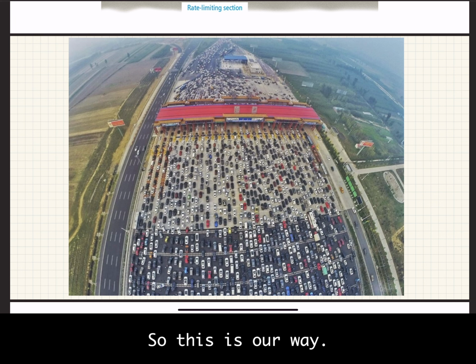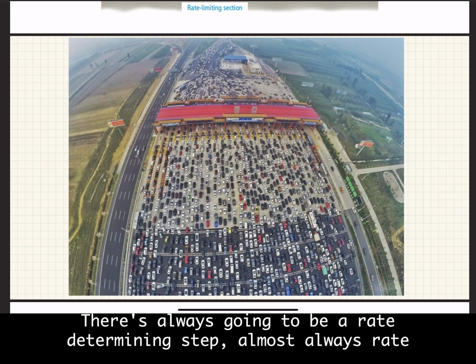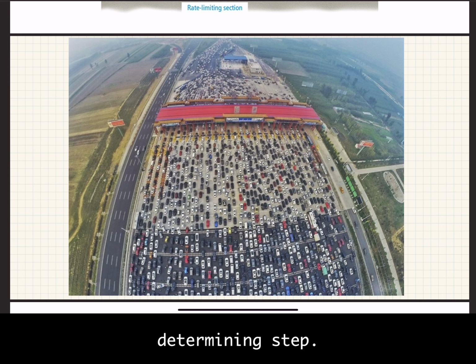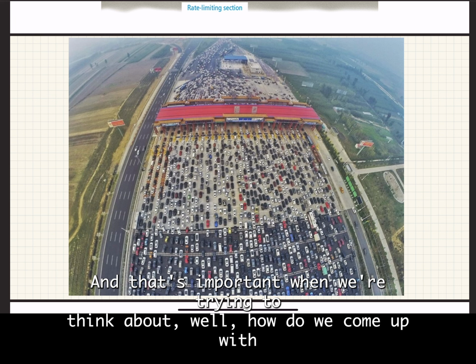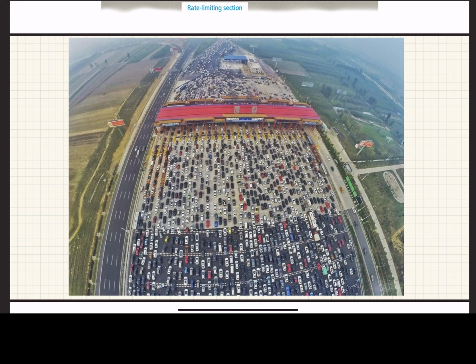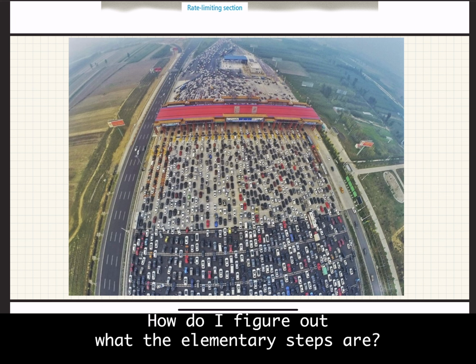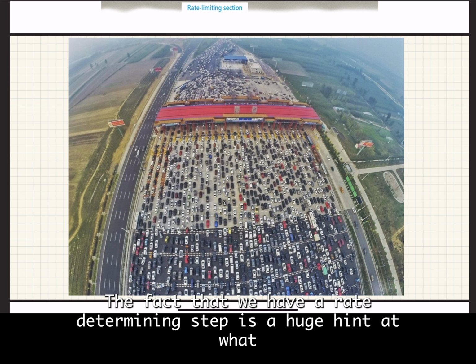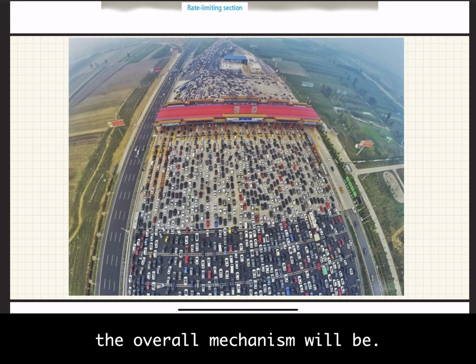So there's almost always a rate determining step. And that's important when we're trying to think about how we come up with the reaction mechanism. How do I figure out what the elementary steps are? The fact that we have a rate determining step is a huge hint at what the overall mechanism will be.